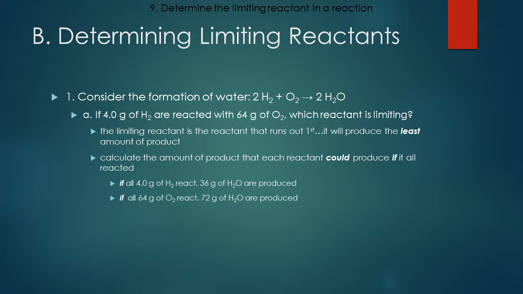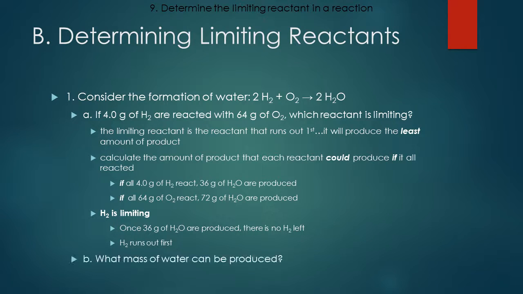What we've learned here, and this is just what we learned from the last video, 4 grams of hydrogen react, we get 36 grams of water. 64 grams of oxygen react, we get 72 grams of water. This should lead you to determining that the hydrogen is limiting. The reason we know that is it will produce the least amount of product. In other words, once we get to 36 grams of water, there's no hydrogen left. It's all gone because all 4 grams reacted. So hydrogen is limiting because it will produce the least amount of product. So in other words, we're saying it runs out first.